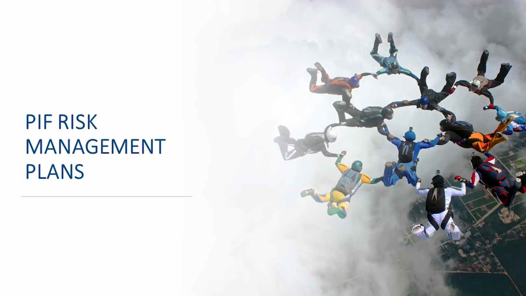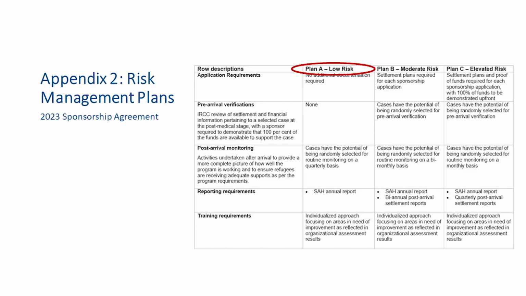So in part one of today's session, we're going to look at the risk management plans, and then we're specifically going to focus on Risk Management Plan A. Now, you can find an overview of all of the risk management plans in Appendix 2 of the new sponsorship agreement. The screenshot that you see on your screen right now is taken from Appendix 2 of the sponsorship agreement. As you can see, Appendix 2 details the requirements for SARS in Risk Management Plan A, which is the lowest risk category, Risk Management Plan B, which is the moderate risk category, and then Risk Management Plan C, which is the highest risk category.